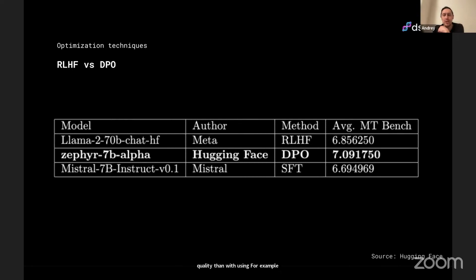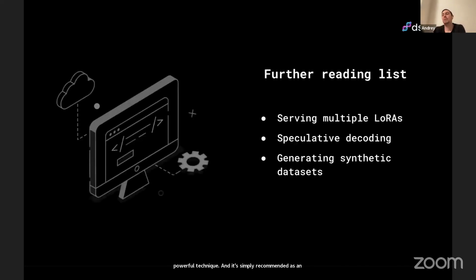For example, Hugging Face used these methods to train Zephyr. It is a fine-tuned version of Mistral, and this experiment shows basically that you can reach Llama 2 quality or even exceed this quality, even though the largest Llama was trained using RLHF. Which is just another way to say that it's quite a powerful technique, and it's totally recommended as an alternative to RLHF.